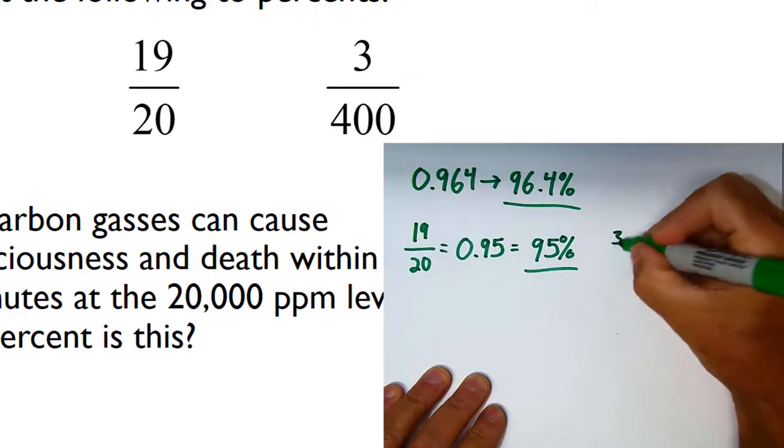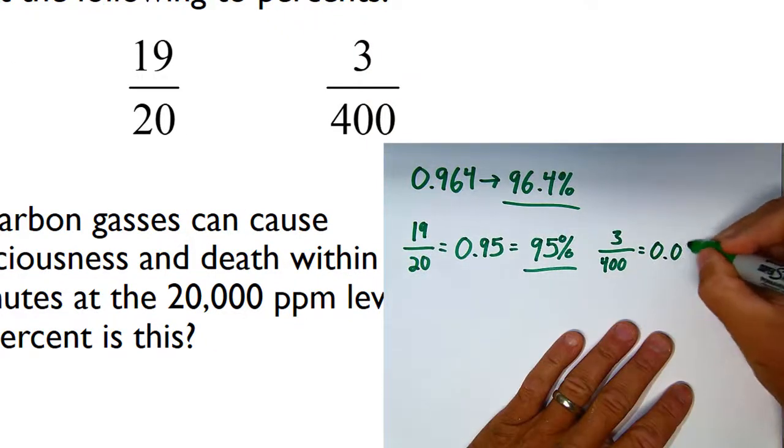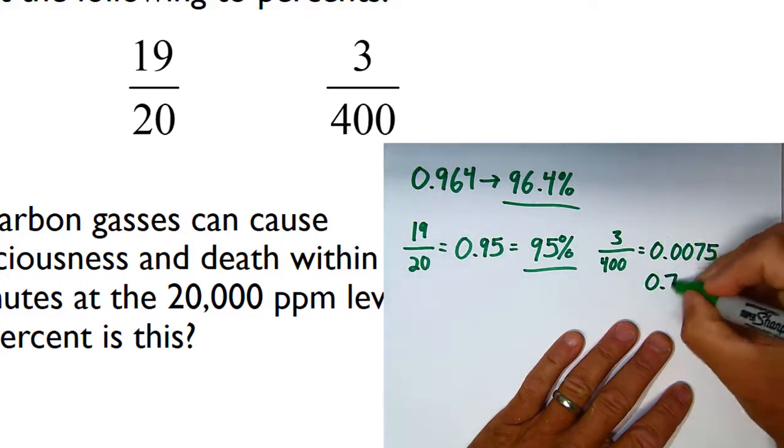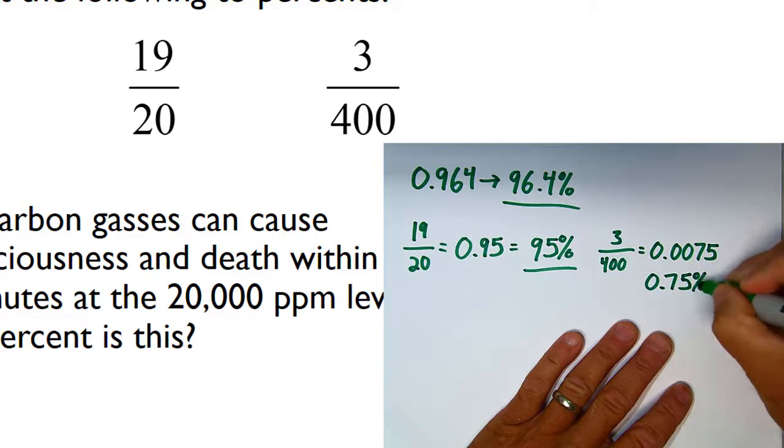3 out of 400, that's 0.0075. And if we move that decimal 2 places to the right, that's 0.75%.